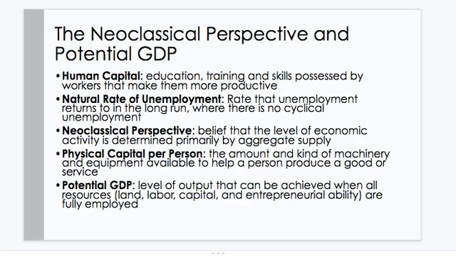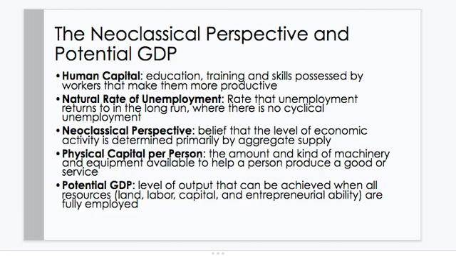The neoclassical perspective and potential GDP. Human capital: education, training, and skills possessed by workers that make them more productive. Natural rate of unemployment: rate that unemployment returns to in the long run, where there is no cyclical unemployment. Neoclassical perspective: belief that the level of economic activity is determined primarily by aggregate supply. Physical capital: the amount and kind of machinery and equipment available to help a person produce a good or service.